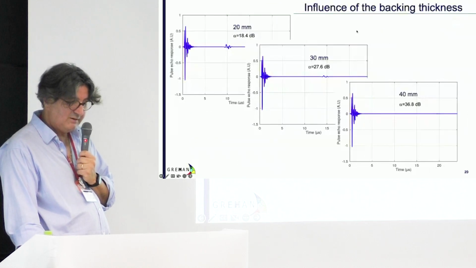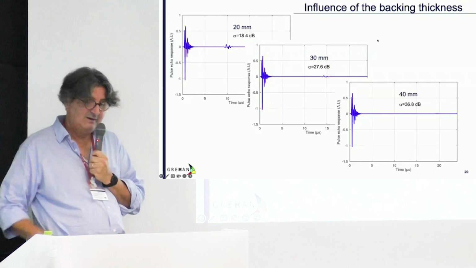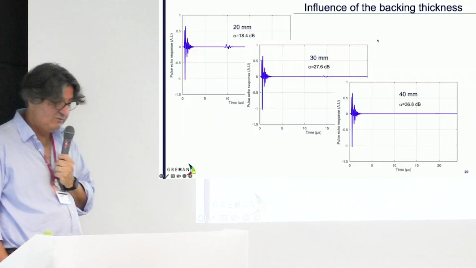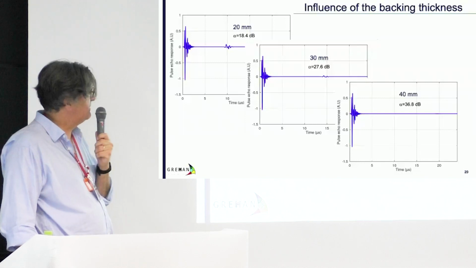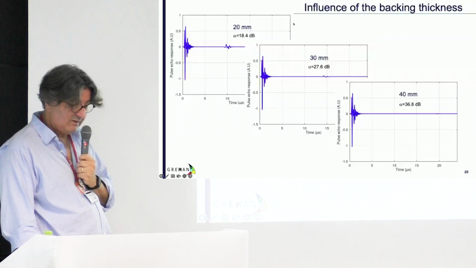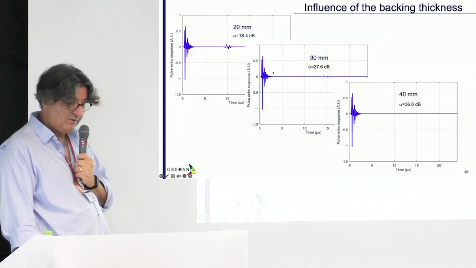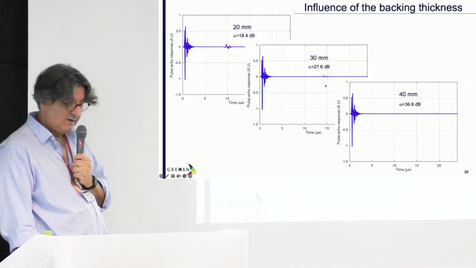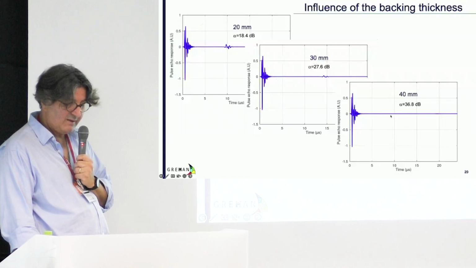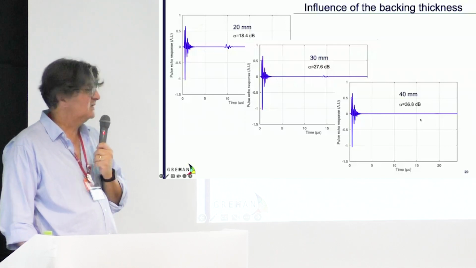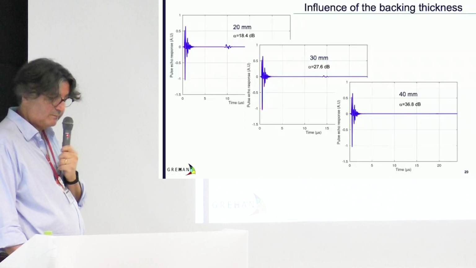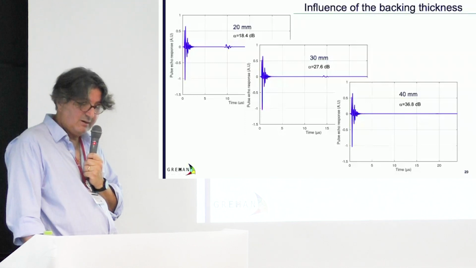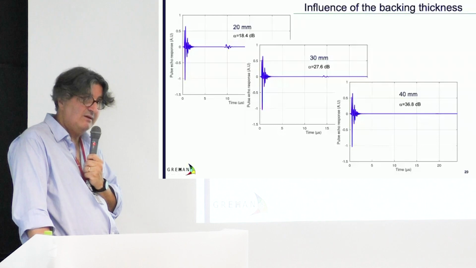Here is a simulation that shows the influence of the backing thickness, for instance. And if you do this calculation, it was done for the 35% porosity material, you can see the round trip echo in the backing. And then when you have 30 millimeters, this round trip echo becomes slower, and then for 40 millimeters, it's totally vanished, and the attenuation is something like 40 dB. We have done this simulation, and this was what we presented at the conference.